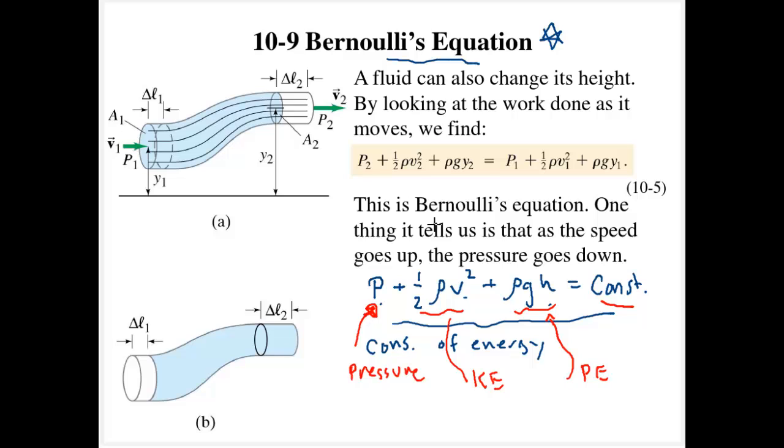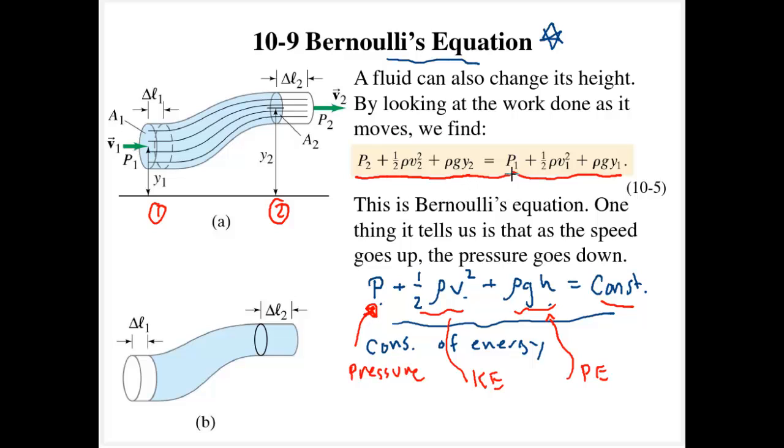Because all these are constant, we can say that the pressure plus 1/2 density velocity squared plus the density times gravity times height at one point, say this point over here, must be equal to the pressure plus the kinetic energy plus the potential energy over here on this side.